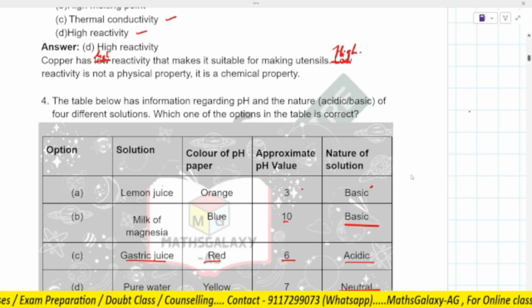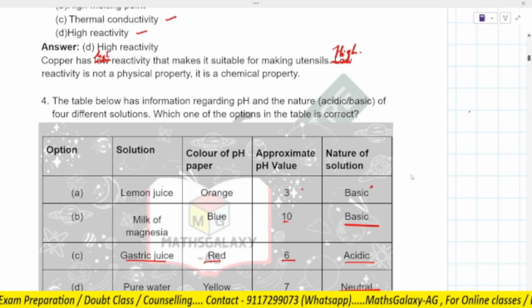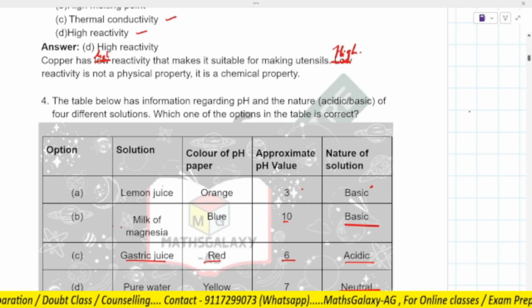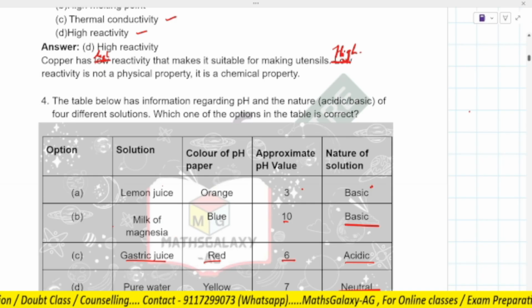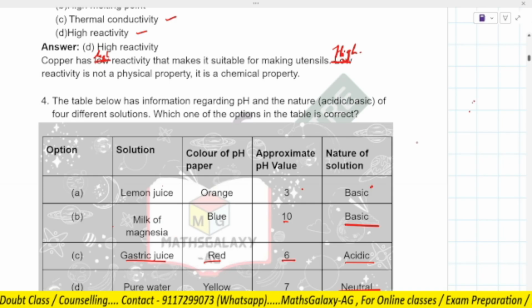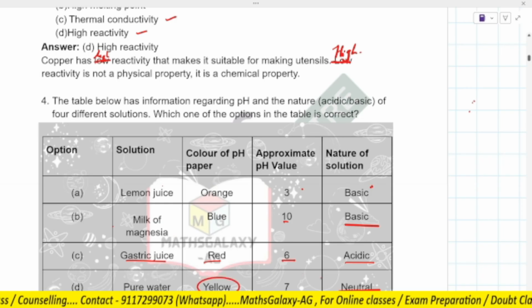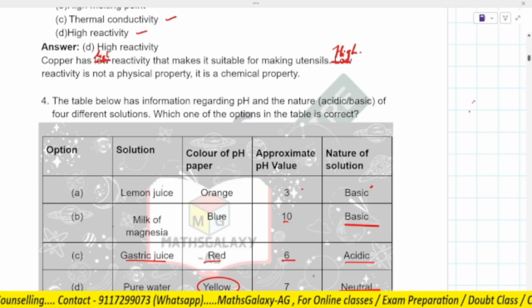Pure. No. This is milk of magnesia. Milk of magnesia, very good. And in the other one, one of the pieces of information is wrong, right? As here, pure water does not change, no change, as it is neutral, right?